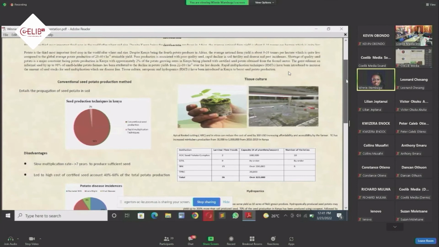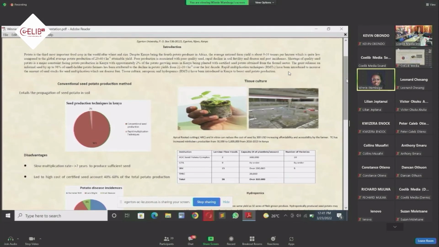The first RMT I'm going to discuss is the use of tissue culture. Tissue culture in potato is a promising innovation with the potential to rapidly reduce the time for seed multiplication and at the same time control the diseases. All types of seed multiplication techniques start from tissue culture.